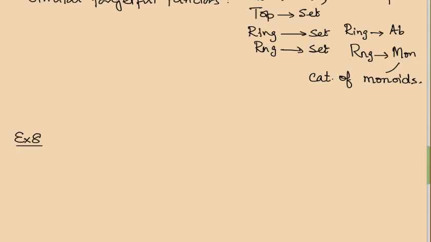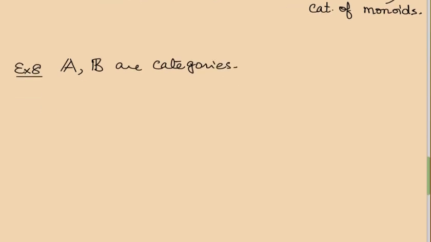Let's have another kind of example. Suppose A and B are categories. Then we obtain another category whose objects are, what is this category? Its objects are this, its morphisms are precisely this.